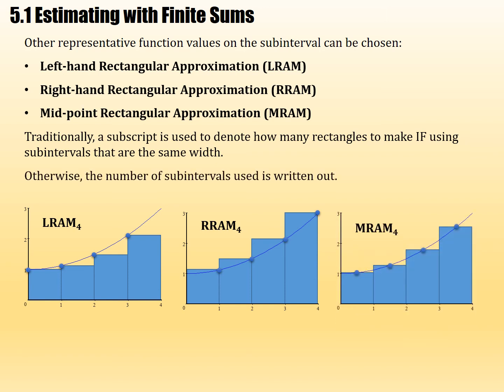So here is a picture of MRAM 4, and again that 4 generally means that the subintervals are of equal width. So the width is 1, and this time the function height comes not from the left endpoint v of 0 or the right endpoint v of 1, but from v of 0.5, and then subsequently v of 1.5 and v of 2.5 and v of 3.5. But I am still pretending that the function is at a constant height over each one of those one-second intervals.